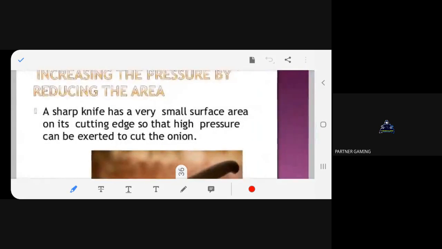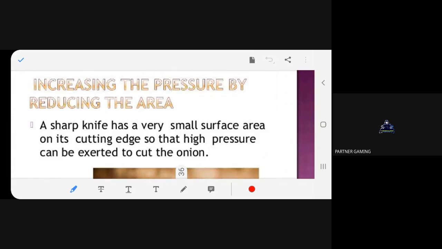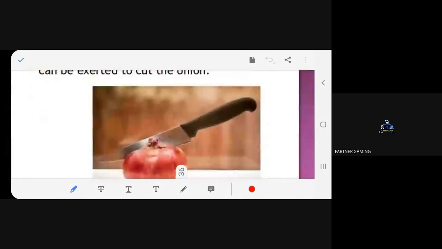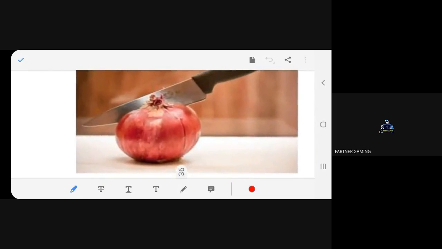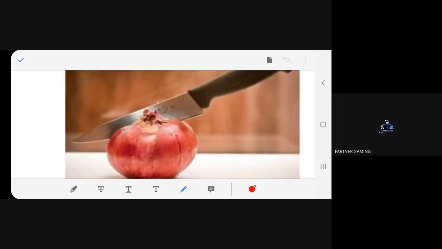Okay. Now, how do we increase the pressure? By reducing the area. Let's see. A sharp knife has a very small surface area on its cutting edge, so that high pressure can be exerted to cut the onion. Okay. Now, you must have observed the knife. My question is, the edge, this one, and this one, is it the same?